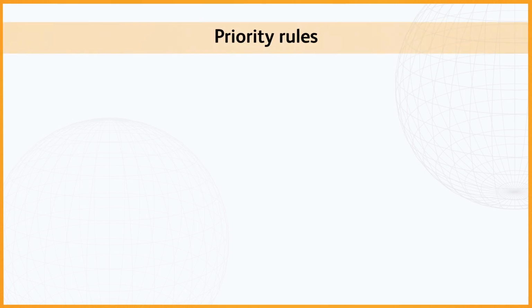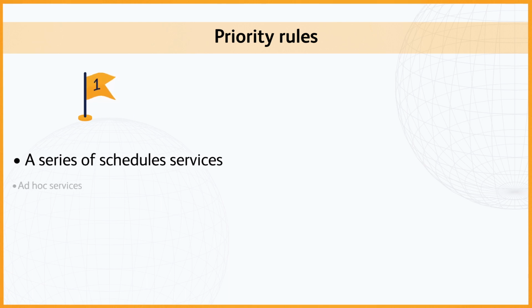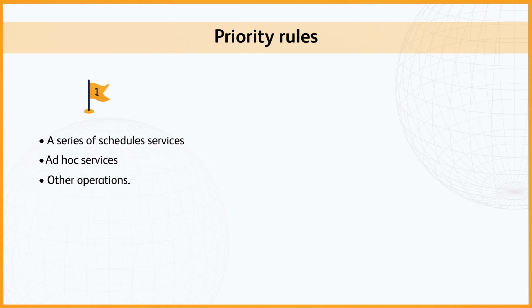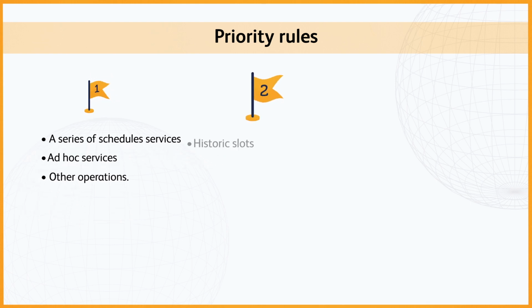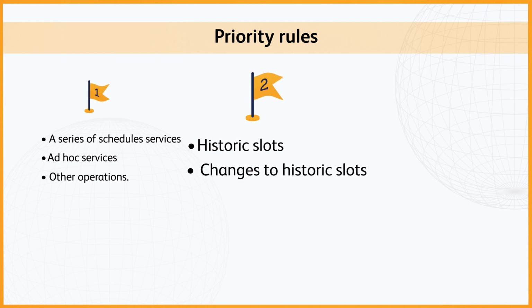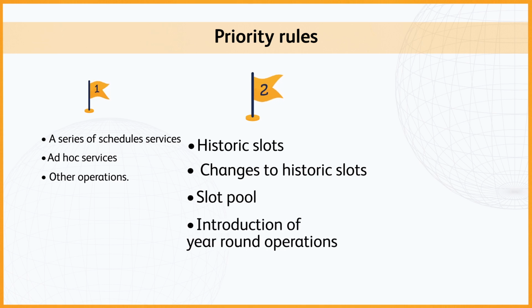Three priority elements are taken into account to allocate the slots. Primary key: 1. A series of scheduled services. 2. Ad hoc services. 3. Other operations. Secondary key: 1. Historic slots. 2. Changes to historic slots. 3. Slot pool: 50% historic operators, 50% new entrants. 4. Introduction of year-round operations to extend existing operations to operate on a year-round basis.